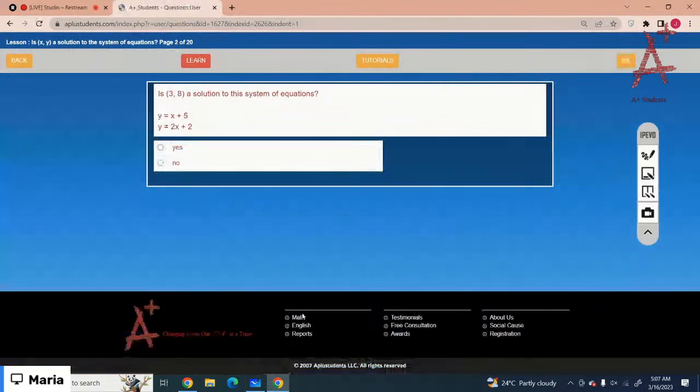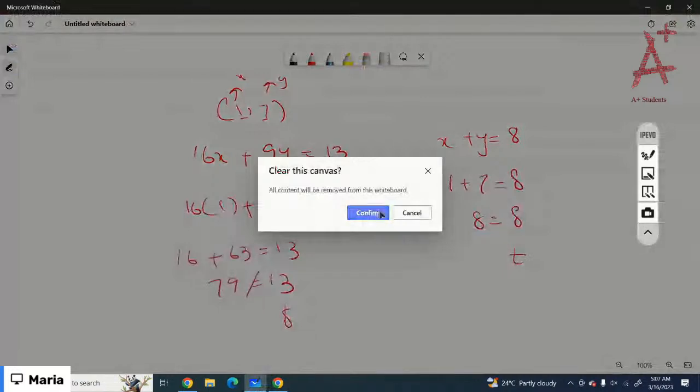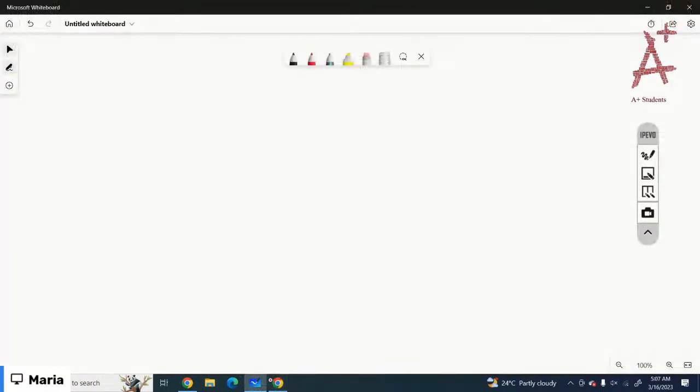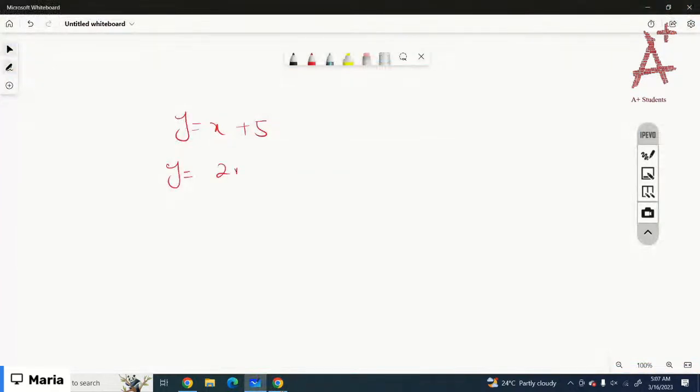Okay, the next one is (3, 8). Is (3, 8) a solution to the system of equations? The equations are y equals x plus 5, and the second one is y equals 2x plus 2, and the point is (3, 8). X is 3 and y is 8.